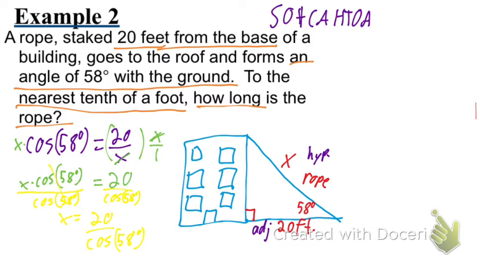Do you want to? Okay, I'll give you. You've been patient. I'll be patient for a moment. Okay, 37.74. Okay, so the nearest tenth of a foot, 37.7. 37.7 feet. I would agree.